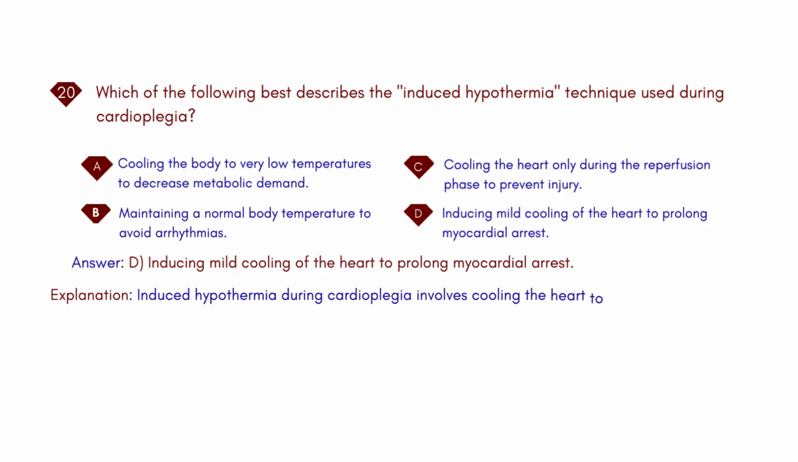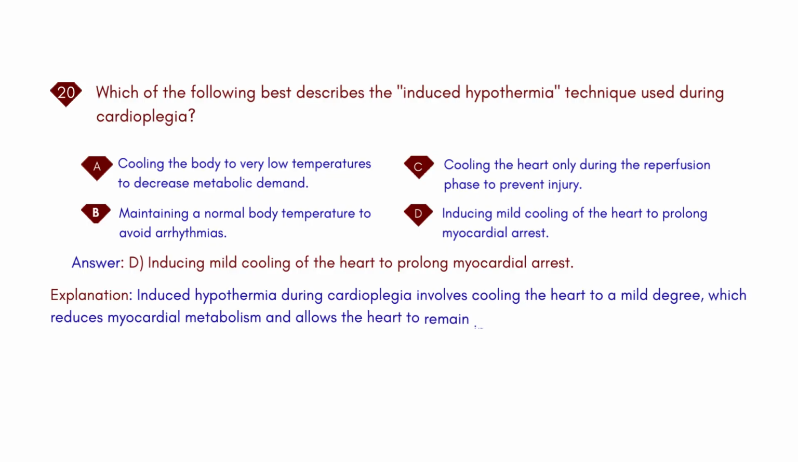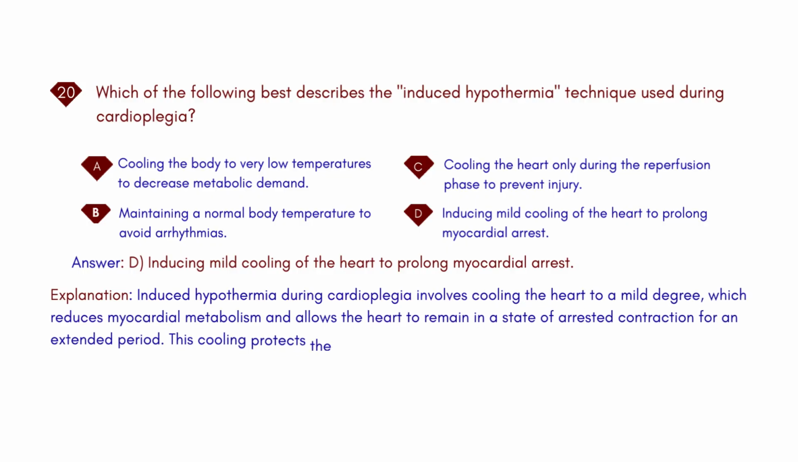Explanation: Induced hypothermia during cardioplegia involves cooling the heart to a mild degree, which reduces myocardial metabolism and allows the heart to remain in a state of arrested contraction for an extended period. This cooling protects the heart from ischemic injury during surgery.